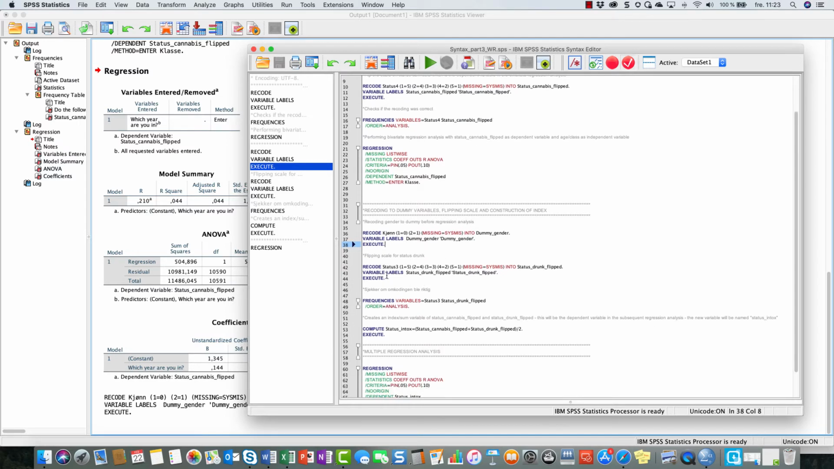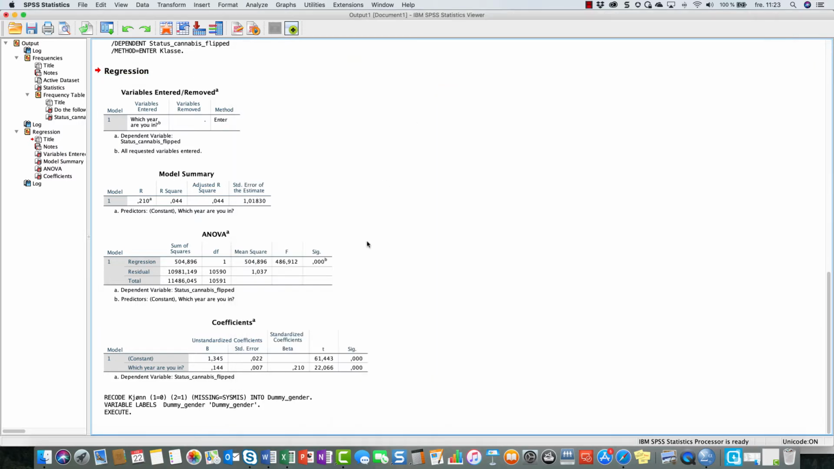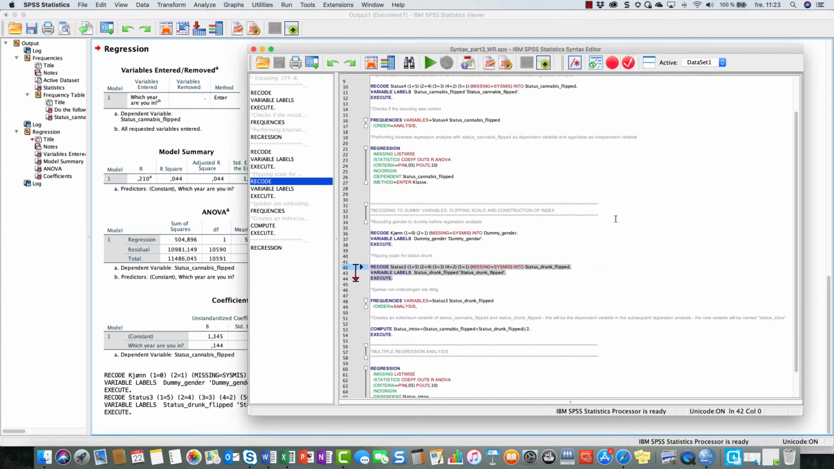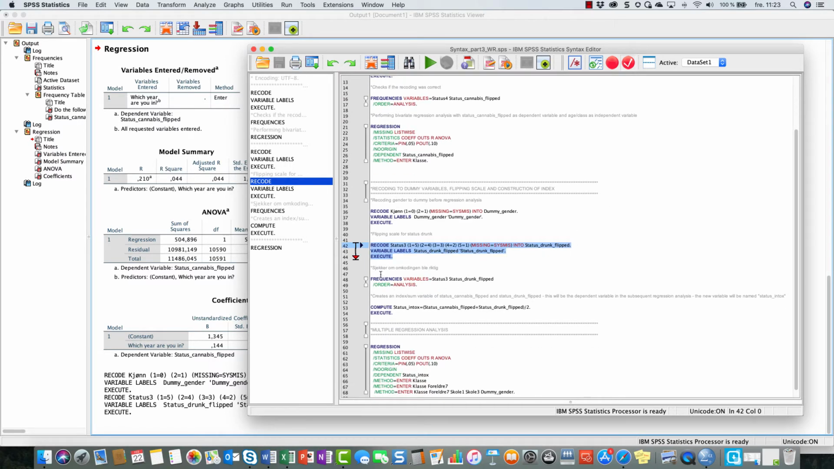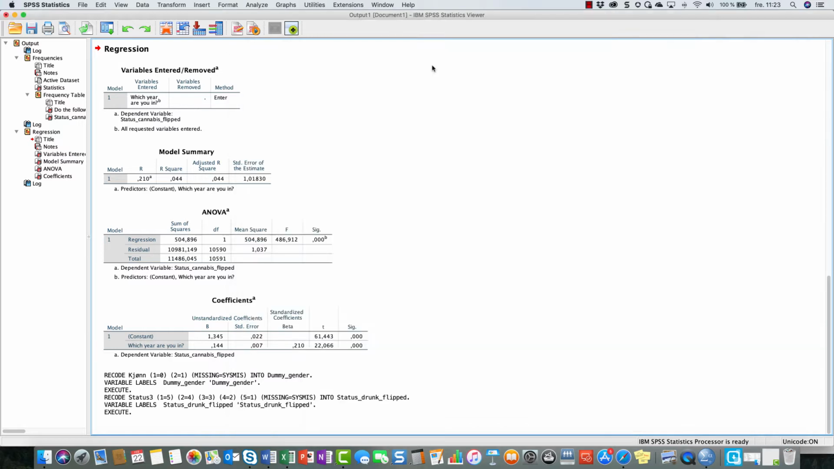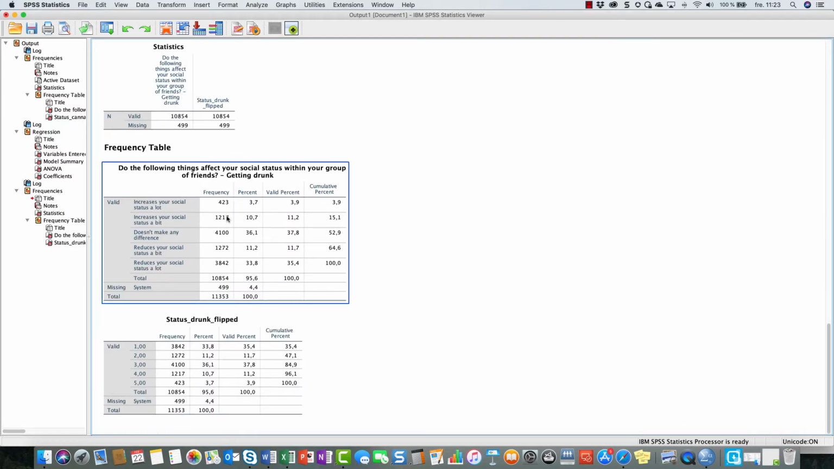And then I also have to flip the scale on status drunk, because that's going into my sum variable or my index. So I do that, and that went okay. I want getting drunk to be the high value. It increases your status a lot to get drunk. And then I'm going to run the frequency between the initial variable and the status drunk flipped to see whether I was able to flip the scale, and I am.